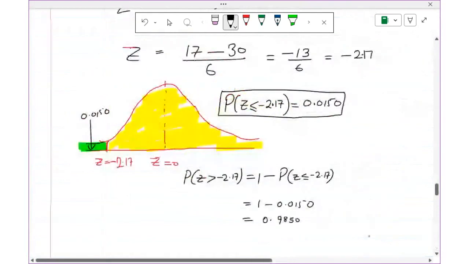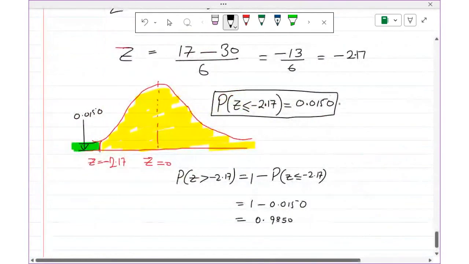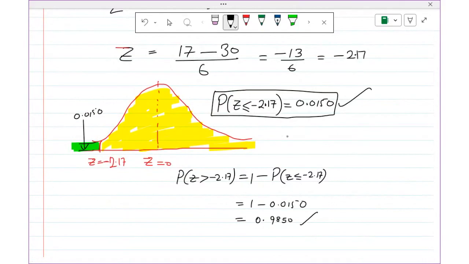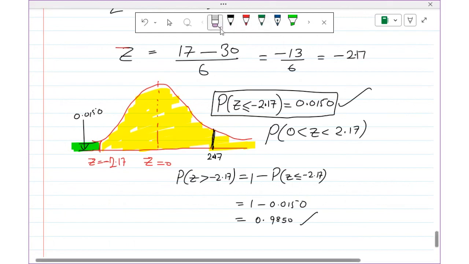Well, this is one possibility, that they will give you this value and ask you to find this value. Let me tell you the second possibility of what they can do. Possibility number 2: they will give you the area between 0 and 2.17. Which area am I talking about? This is the area for 2.17. Now I am erasing this yellow color.